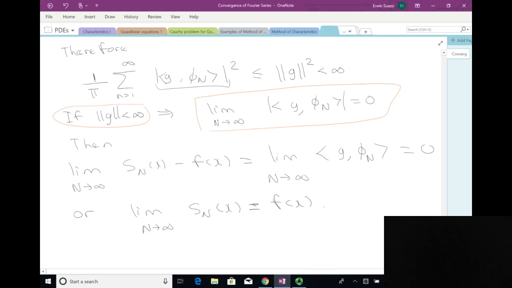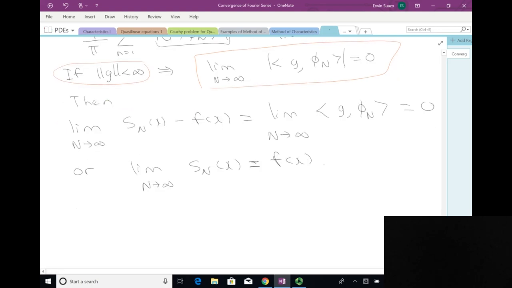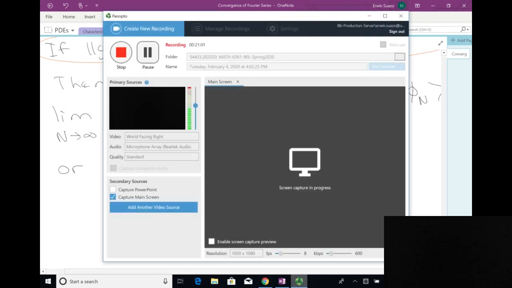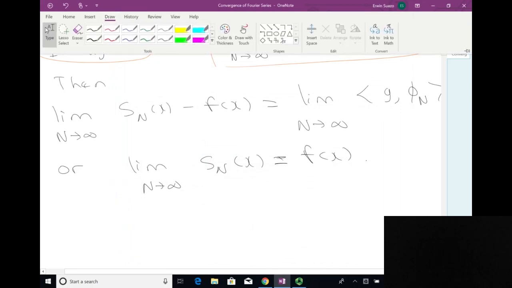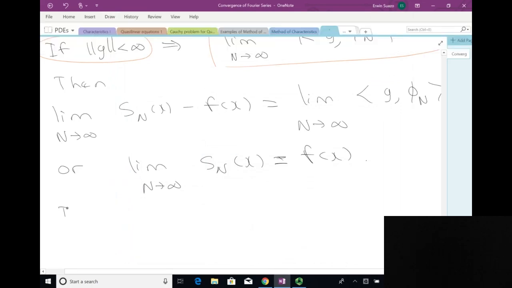So let me see. So we need to check. So to finish, see how much time I have. 20 minutes, just good. So to finish the proof, we must check that the integral of g is less than infinity.